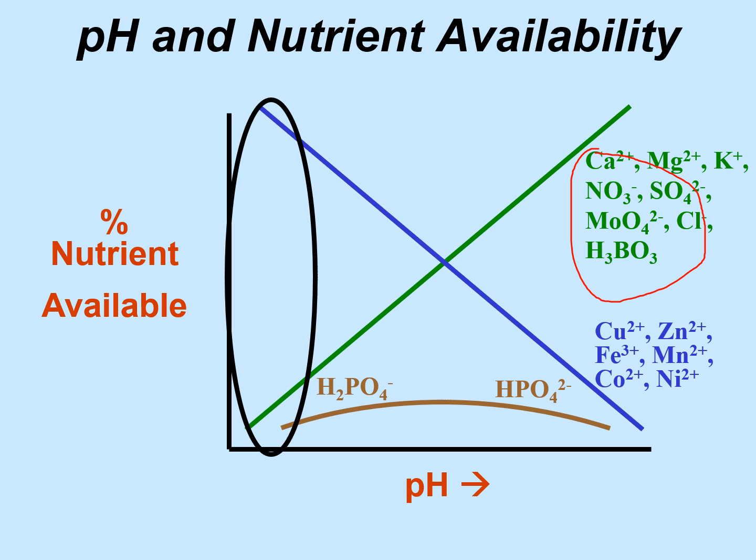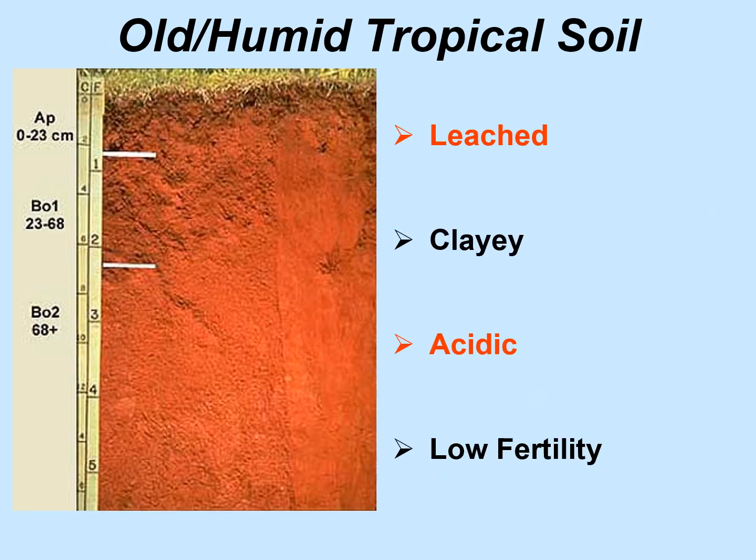So what do those soils look like? Those are, classically our highly weathered tropical soils, right? So these ones are, if we classify them or generically categorize them, these are equatorial soils. They're highly leached because of all the rainfall. They're very clayey, they're very acidic, and because they're so leached and acidic, they are low fertility.